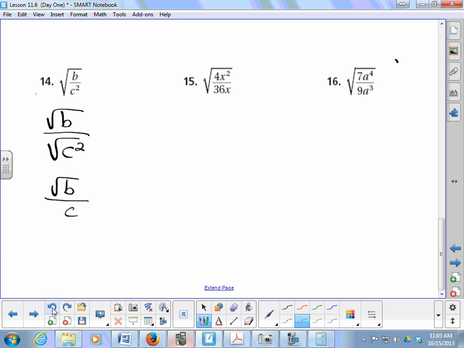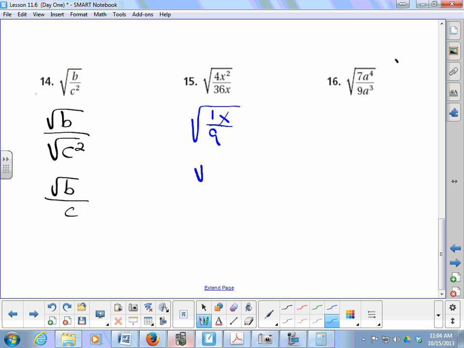Here we go, number 15. Does 4 go into 36? 9 times, right? Okay, so I can simplify, so I have 1 over 9. How about the x's? Can I simplify one of the x's? Okay, we have 2 in the numerator, 1 in the denominator, so I can cancel 1 there. So I have an x in the numerator.